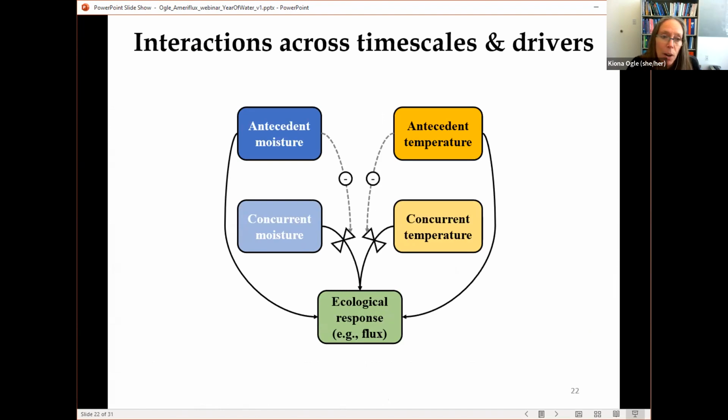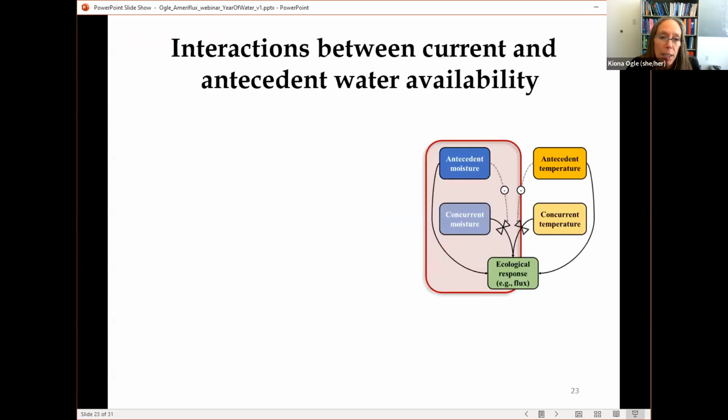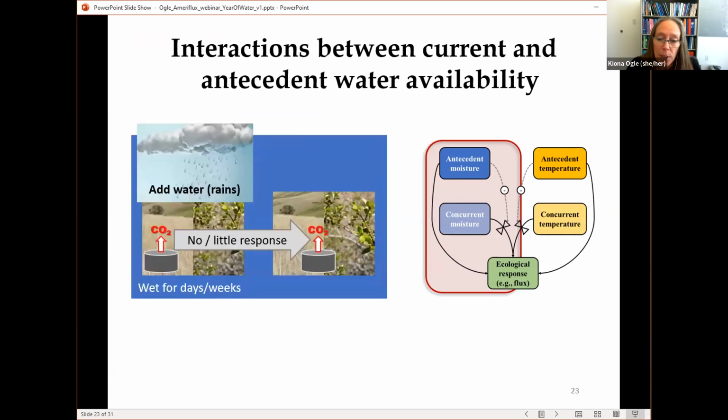But the thing that we often always find is that the antecedent conditions appear to moderate the response to the concurrent values. So here's just a quick example to illustrate that with respect to the moisture interaction of antecedent and concurrent moisture. So for example, if it's been fairly wet for several days in the past, as might occur during the monsoon season in the Southwest, and if you add additional water in the form of rains, we observe little to no response in our flux once you add that water.